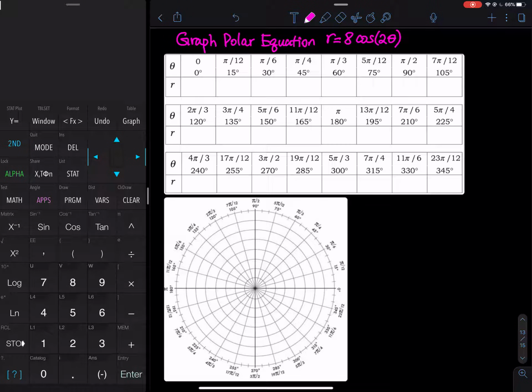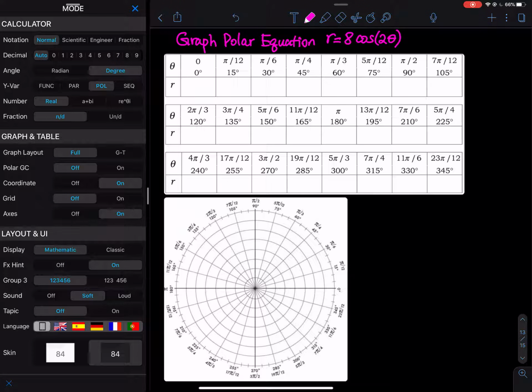In this video, I will graph the polar equation r equals 8 times cosine of 2 theta. First of all, on your graphing calculator, you go to mode and make sure on the third line your calculator is on degree mode. Check the third line, make sure that it's on degree, and then on the next line make sure that it's on polar, POL.